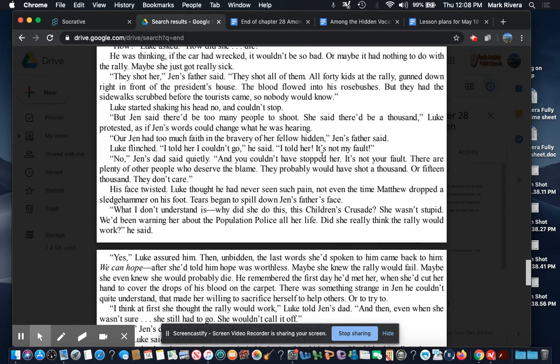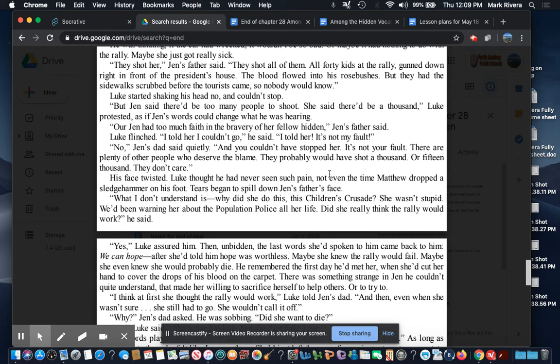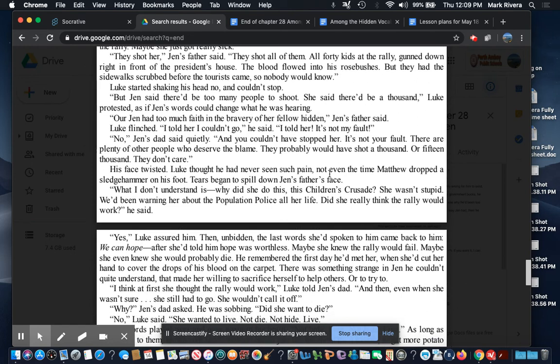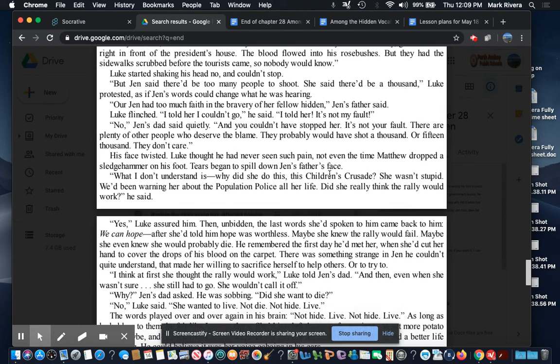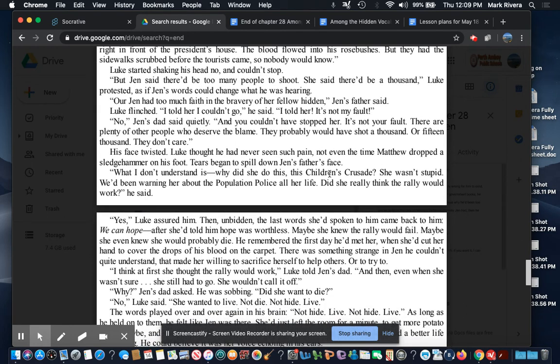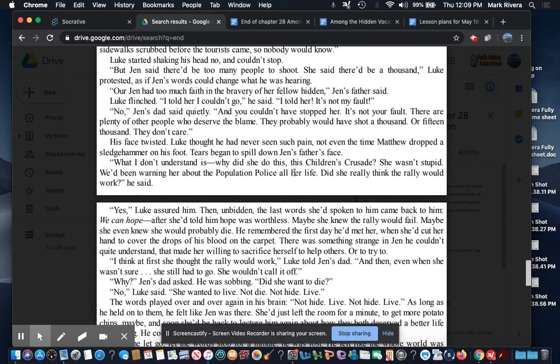Luke started shaking his head no, but he couldn't stop. "But Jen said there'd be too many people to shoot. She said there'd be thousands," Luke protested, as if Jen's words could change what he was hearing. "Our Jen had too much faith in the bravery of her fellow hidden," Jen's father said. Luke flinched. "I told her I couldn't go," he said. "I told her it's not my fault." "No," Jen's dad said quietly. "And you couldn't have stopped her. It's not your fault. There were plenty of other people who deserved the blame."